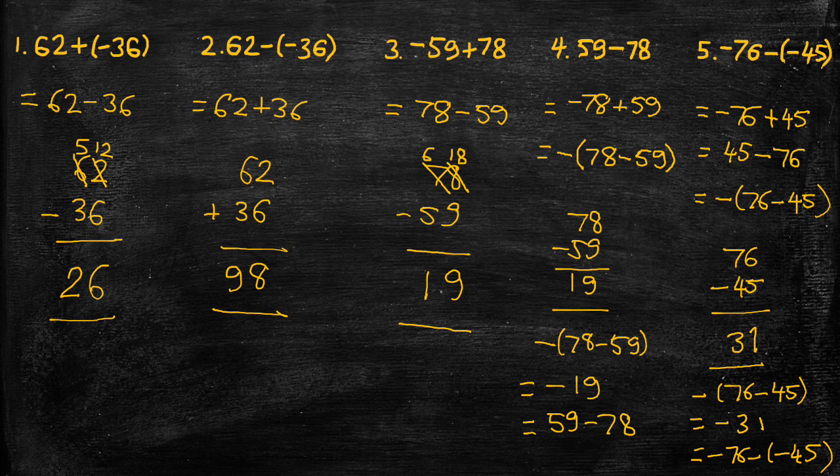So that's some examples of addition and subtraction using the standard addition and subtraction algorithms, but when there's negative integers involved.